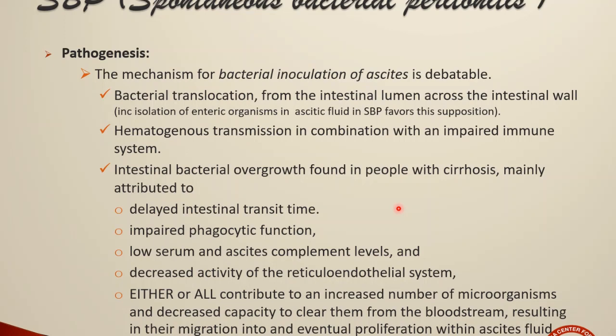So why does this occur? Either a hematogenous transmission in combination with an impaired immune system leads to infection in the ascites, or there's intestinal bacterial overgrowth found in these people with cirrhosis, mainly attributable to what? A delayed intestinal transit time in a patient who's got cirrhotic ascites. There's an impaired phagocytic function. There are low serum and ascitic complement levels, and a decreased activity of the reticuloendothelial system. Either one of these or all together, they all contribute to increased number of microorganisms and decreased capacity to clear them from the bloodstream, resulting in their migration and eventual proliferation, of course, in the ascites.